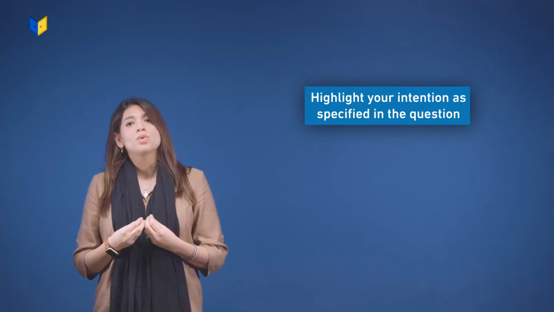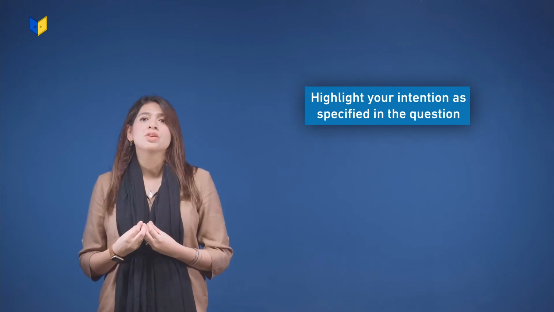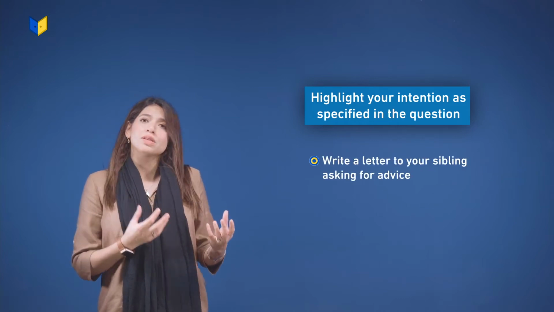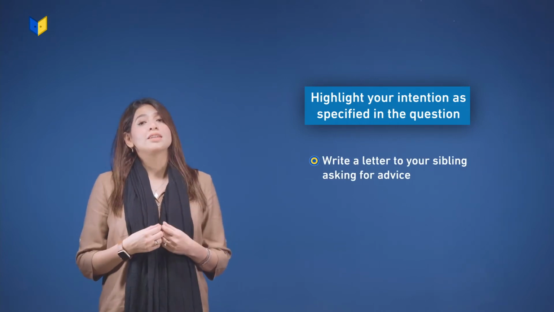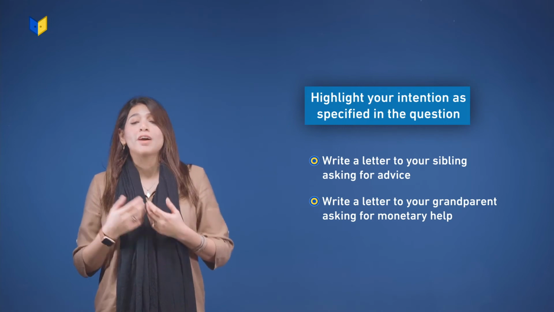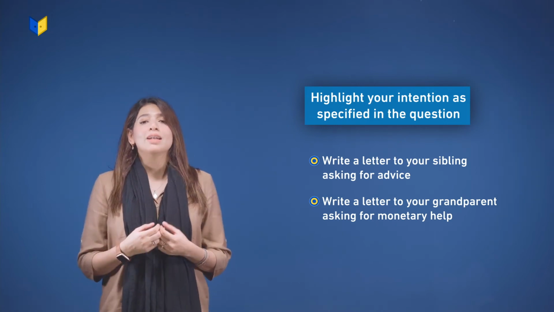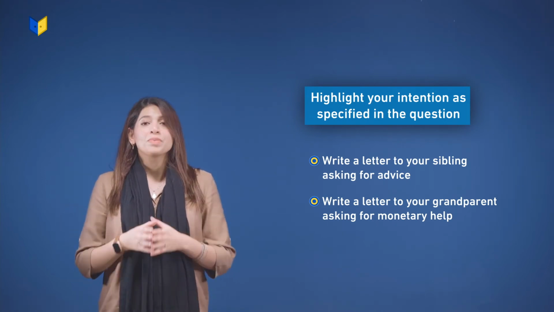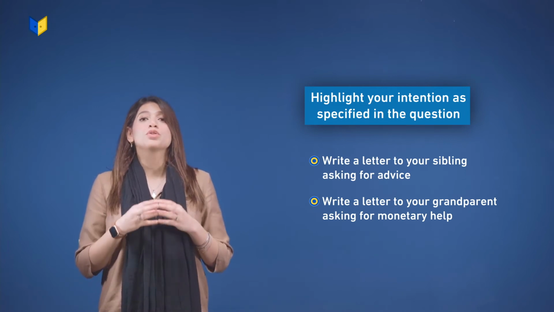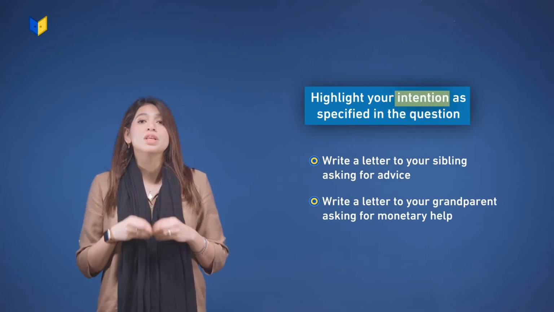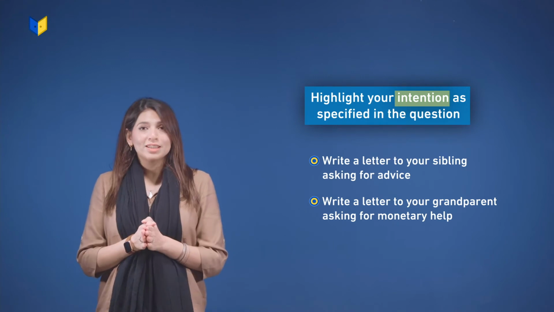For example, in O-levels, a lot of the times the questions include things like write a letter to your sibling asking for advice, write a letter to your grandparent asking for financial or monetary help, and other similar topics like that. If you have a topic like that, you're supposed to set your intention straight within the introduction. Once that's been established, we move on to the conclusion, which is the last paragraph of your letter.